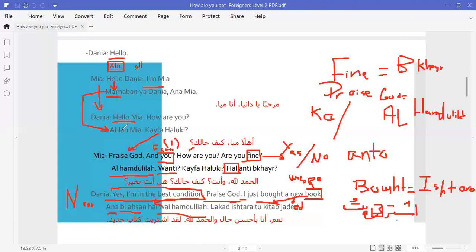We have three things to reply to كيف حالك. Either praise God, or fine, or I'm in the best condition. Here she said praise God, الحمد لله. We said that praise God is الحمد لله. And you, and is wa. Always and is wa. You, in Arabic, is أنت or أنتي. If we are talking to a feminine, it's أنتي. So wa أنتي. How are you? كيف حالك? Are you fine?